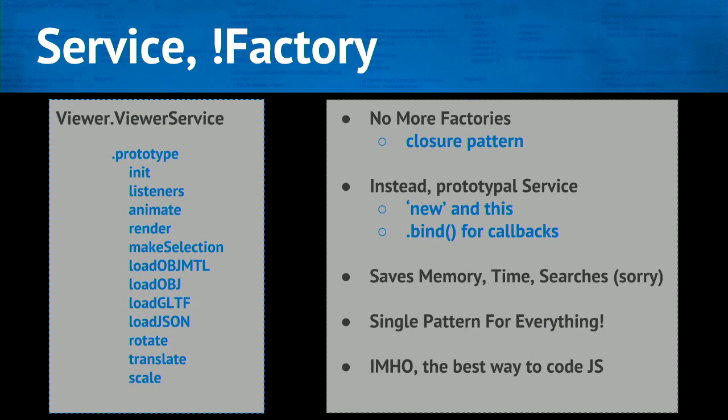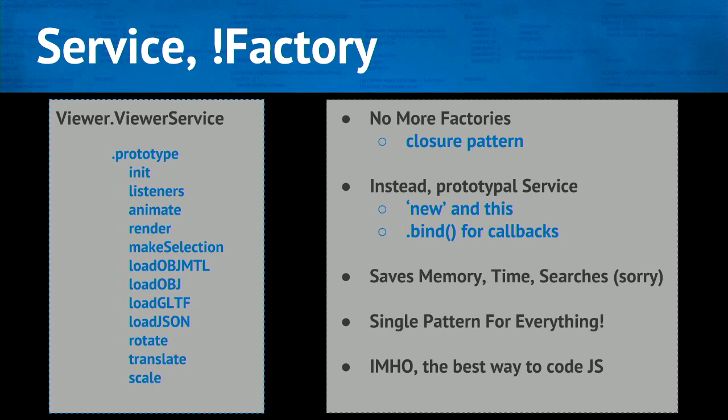So services. The factory I had that was a viewer factory is now a viewer service. Notice I have all the same functionality on the prototype now. And of course, one of the advantages of the prototypal pattern is that you're only storing one copy of each function in memory. So if you're going to have 40 viewer factories, that's going to be an absolutely horrible memory hog.